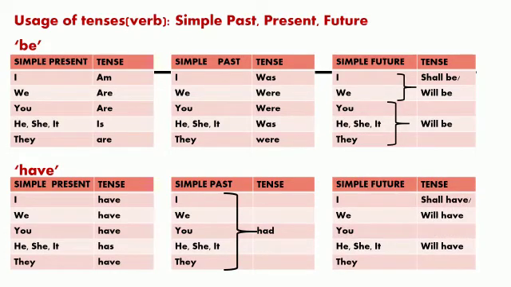Simple future tense, will have. So here we have all the haves. I have, we have, you have. But when you go to the simple future tense, only one word is added, that is will or shall. Shall have, will have, will have. There it goes. I, we shall have or will have. You, he, she, it, they will have.